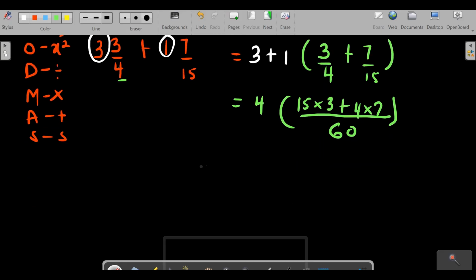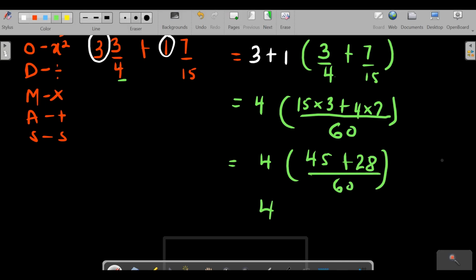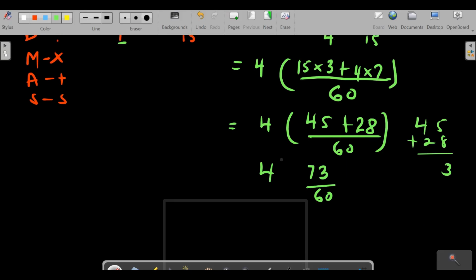So what do we have? We have 4 as the whole number. Then you have 3 times 15, which is 45. Then 7 times 4, that will be 28. Everything over 60. So you move on by adding your 45 to 28. What is 45 plus 28? 8 plus 5, that's 13. 4 plus 2 is 6, plus 1, that'll be 7. So that'll be 73 over 60. Now, if you look at it, 60 can go into 73 one time. So that 1, you add it to this whole number. So this 4 turns to 5.